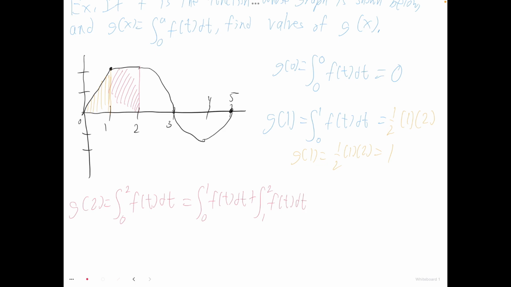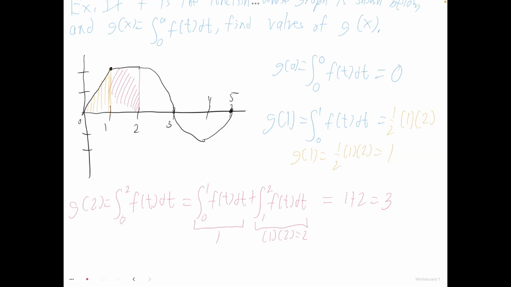This is just using properties of integrals that we've talked about before, how you can go part way and then the rest of the way. We already know the integral from 0 to 1 is equal to 1. And from 1 to 2, we just have this rectangle with a base of 1 and a height of 2. So we get 2 from there. And so the g of 2 is going to be 1 plus 2, which is 3.